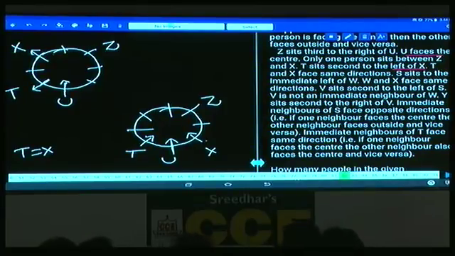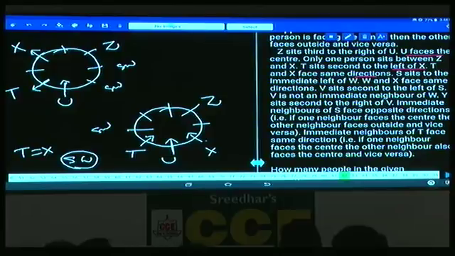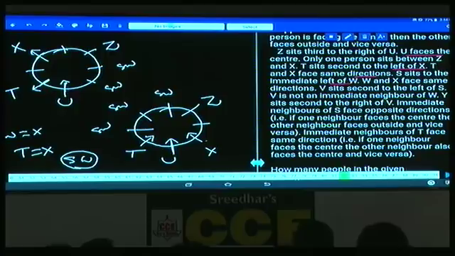Then T sits second, and T and X face the same direction. S sits to the immediate left of W. Now S is to the immediate left of W means S and W must be adjacent to each other. Hence in this case S and W must be in these two places. But as here, SW can be here, SW can be here, or SW can be here, because there are 3 vacant places. Now S sits to the immediate left of W, and W and X face the same direction. Now X is away, hence this W must also be away from the center.